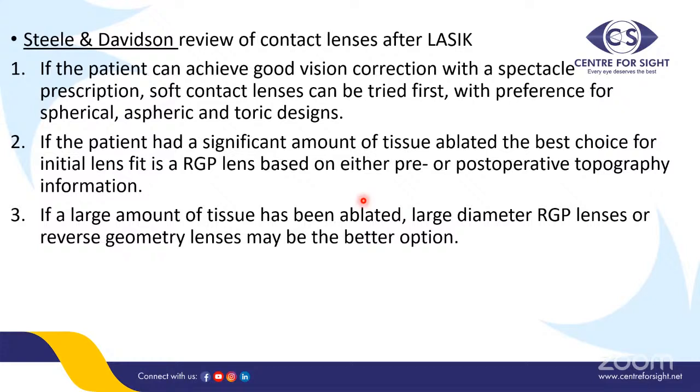However, if the patient had a significant amount of tissue ablation, for example a patient who had a high refractive error or a high residual refractive error, then an RGP lens is the best fit, with either pre-op or post-op topography information. Thirdly, if a large amount of tissue has been ablated, the diameter of the preferred contact lens should be large, or a reverse geometry contact lens might be a better option because of the larger optical zone.